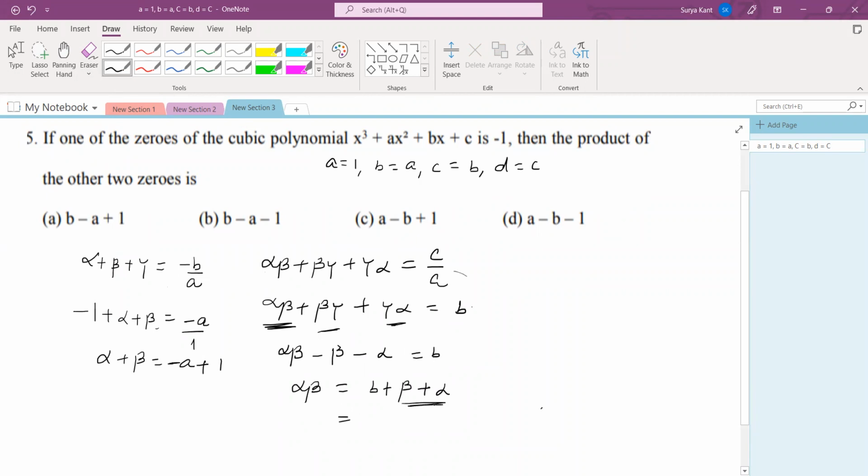So now in place of alpha plus beta, what can you write? Minus a plus 1. So b minus a plus 1. This only, no? Yeah, done. Same.